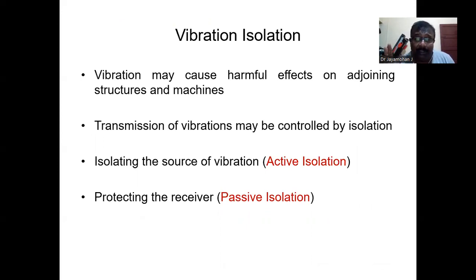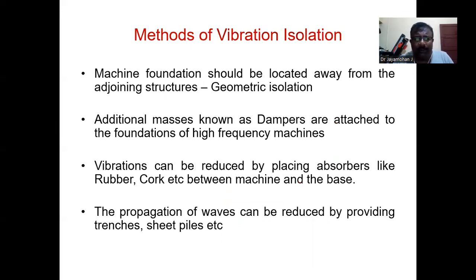Active isolation means isolating it at the source. You are not allowing the vibration of your machine to go out of your premises. Then second is passive isolation, that's protecting the receiver. You are isolating the receiver or isolating the neighbor so that your vibration doesn't reach him. There are various methods of isolation.